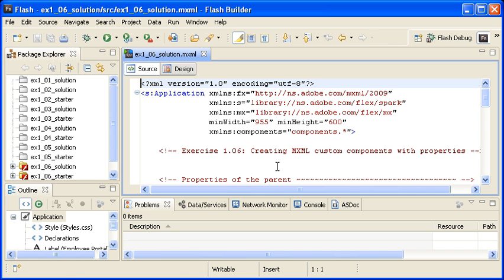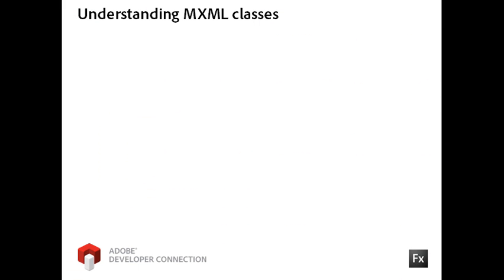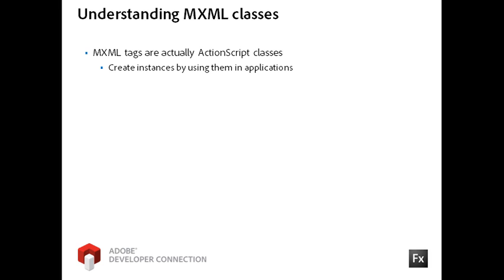In Flex development, we often refer to the MXML code we write as tags. For instance, we call the application MXML code the application tag. This makes the code more approachable in some ways, but in reality, the application tag is actually an instance of the application ActionScript class made available in XML form. You can create instances of any ActionScript class by using them in your application. You can also extend a class by creating your own custom components, properties, and methods.